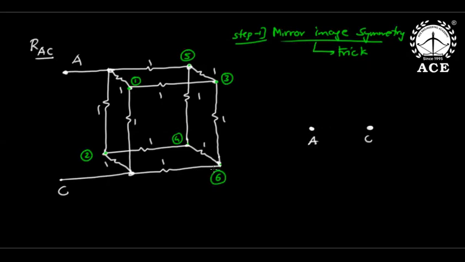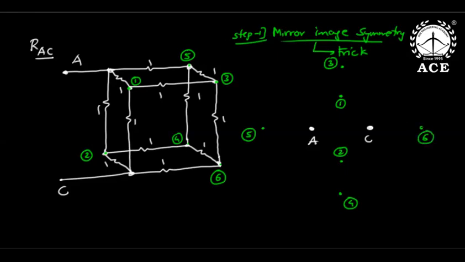Now if you see, the same nodes I am placing here. This is like node 1, this is like node 2. Opposite to 1, this is node 3, and opposite to this is node 4. Now adjacent to this is 5. Adjacent to this is 6.